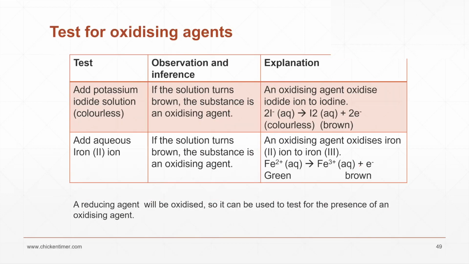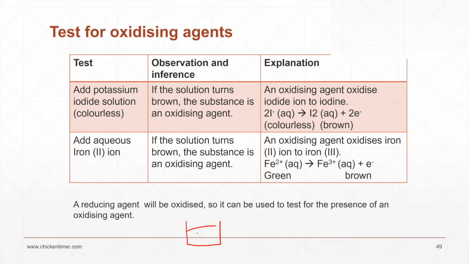Okay, so we want to test for an oxidizing agent. If you want to test for an oxidizing agent, we will use a reducing agent. So we add potassium iodide. Potassium iodide is a colorless solution. If you drop a few drops of oxidizing agent into it, the solution will turn from colorless to brown. If there is this color change, then that means an oxidizing agent is present. So if the solution turns brown, the substance is an oxidizing agent.